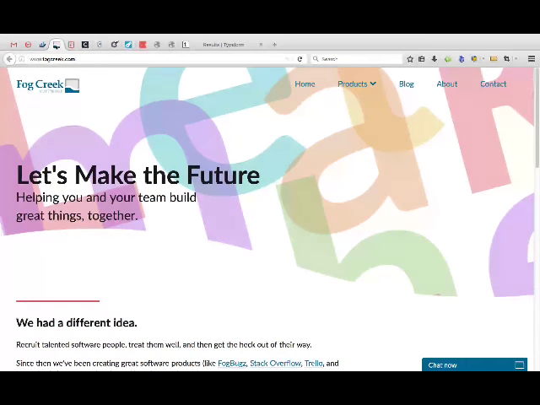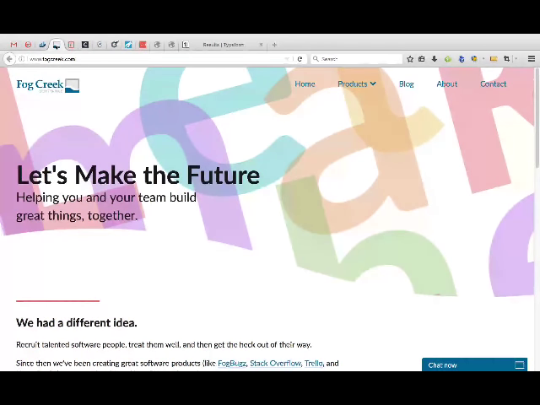Okay, so some clarification in the headline. Yeah, let's make the future. I know what Fog Creek is. If you don't know what Fog Creek is, you probably know them from two products that they make, Trello and Stack Overflow. They also make Fog Bugs, which is an issue tracker. And you mentioned that in the third paragraph, right? Also, I had no idea that that's who this was.